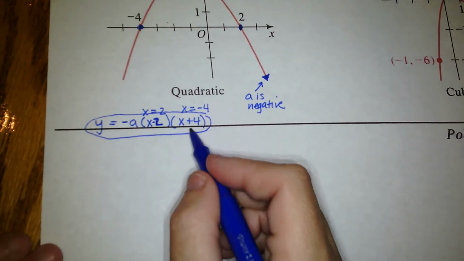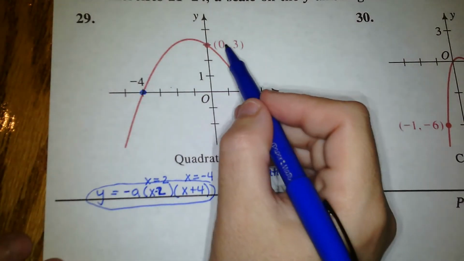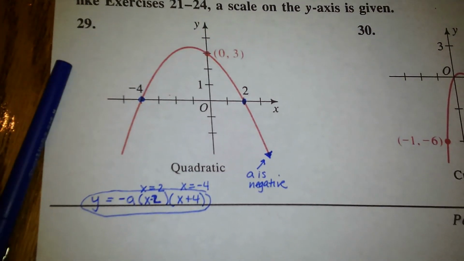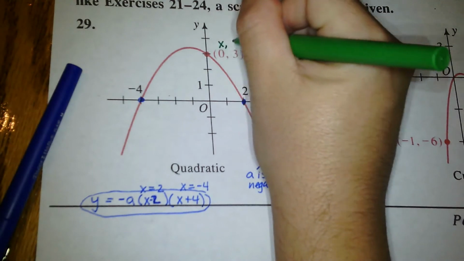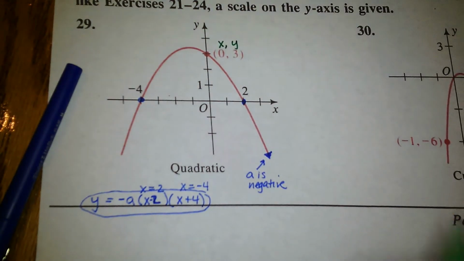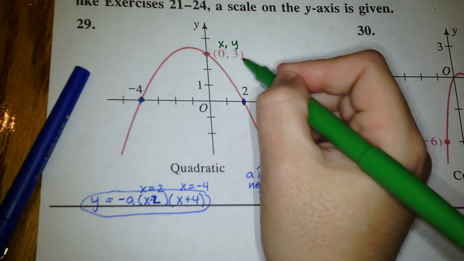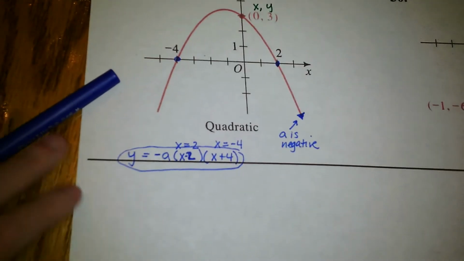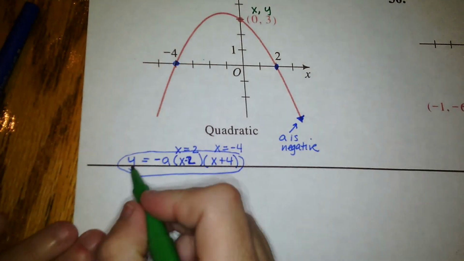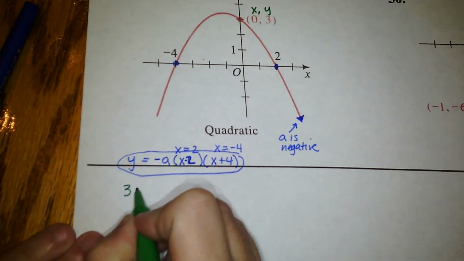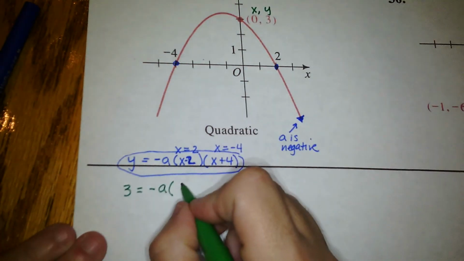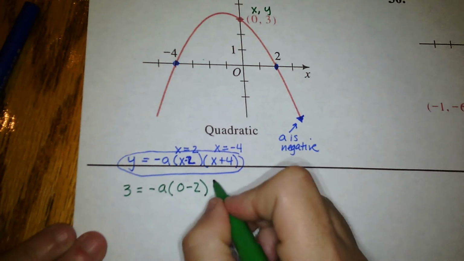Once we have this general form, if they give us a coordinate, and they do, what we're going to do is substitute in the x and the y, and solve for A. So everywhere there's an x, we're going to put a 0. And everywhere there's a y, we're going to put a 3. The only thing that'll be left to solve for is A. So the 3 is the y. The x is 0. The x is 0.